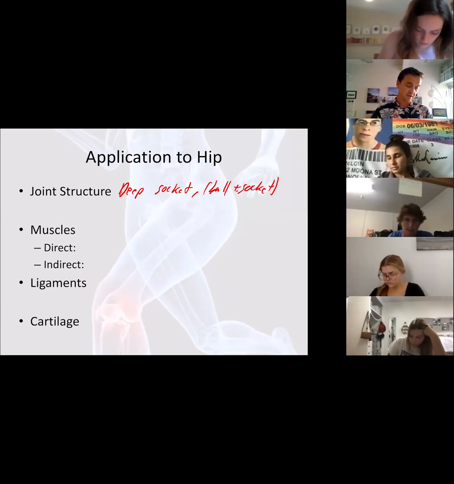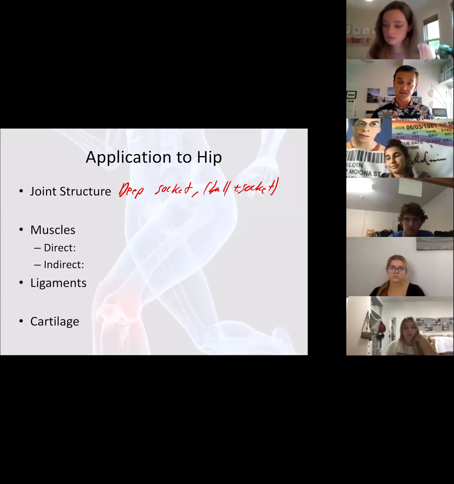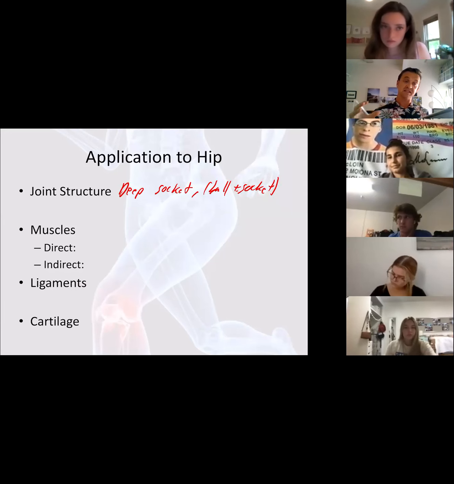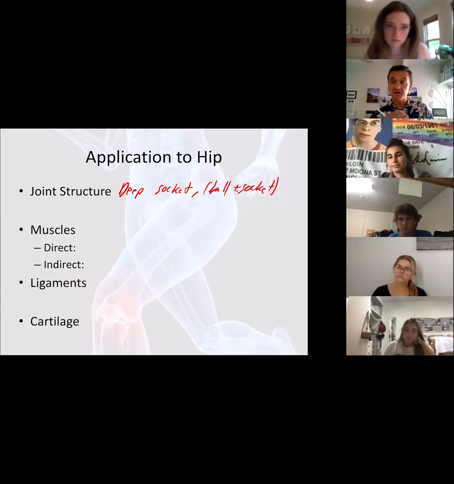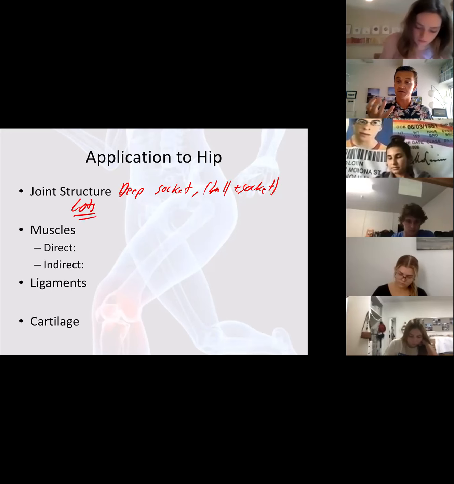So the joint structure of the hip, and really what we're doing with this is for each of these categories, for each of these joints, I want you to be able to say, does this give us a lot of stability, or is this not so good of a stabilizing factor for the joint that we're talking about specifically? So this one definitely gives us lots of stability. It's one of the strongest joints as far as the structure goes.